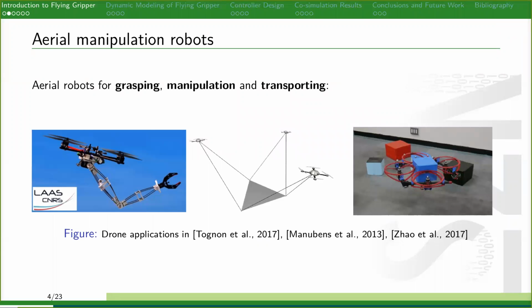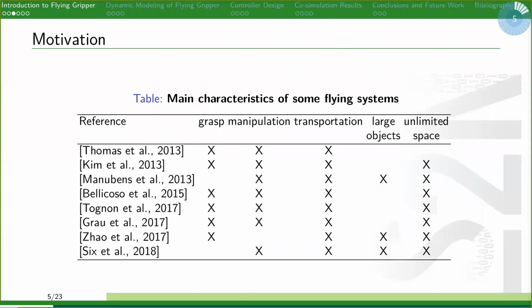Nowadays, aerial robots are more and more popular in grasping, manipulating, and transporting objects. Those robots are equipped with diverse devices, such as manipulators, cables, and so on. However, most aerial robots cannot perform grasping, manipulating, and transporting objects at the same time, especially for large objects. For instance, we need to attach objects to aerial cable-driven robots.